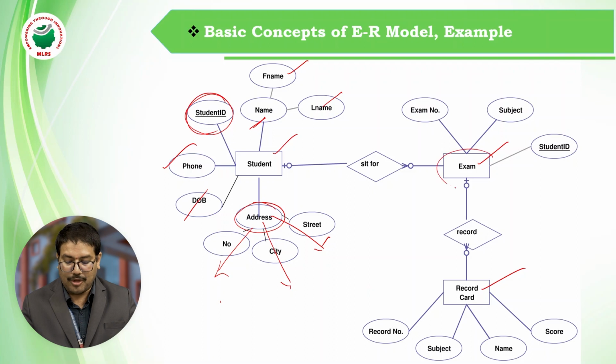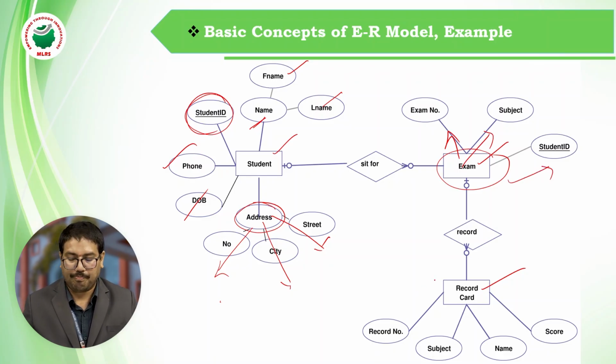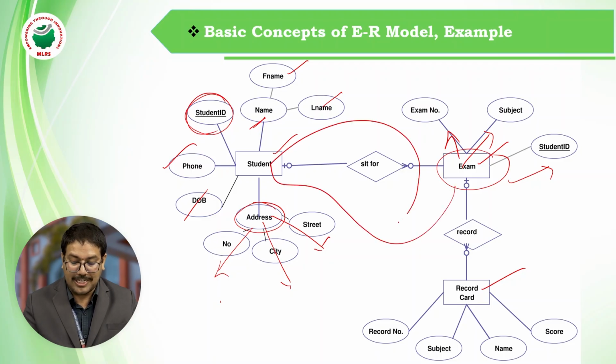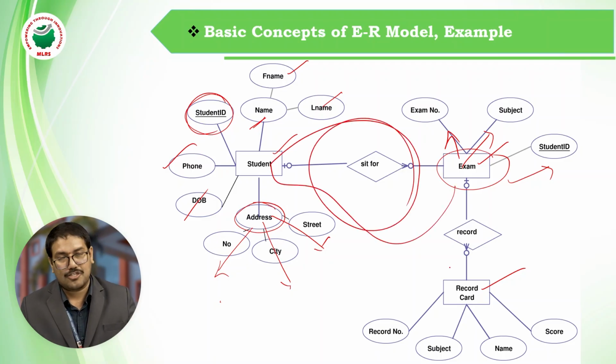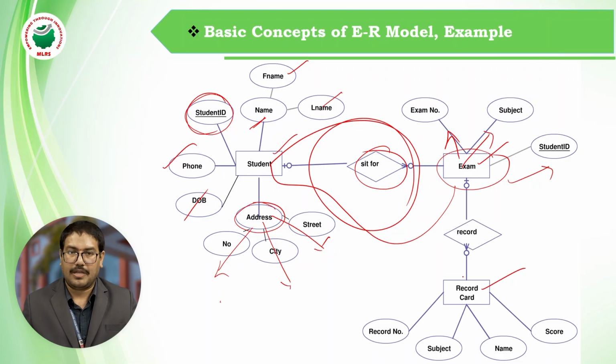Exam is one more entity having exam number, subject number, subject name, and the student IDs of those who are writing the exams. So these two entities are connected. I repeat, these two entities are connected using a relationship, and that relationship is this one. This is a simple example of an ER diagram.